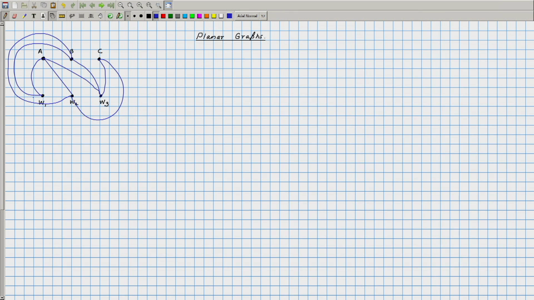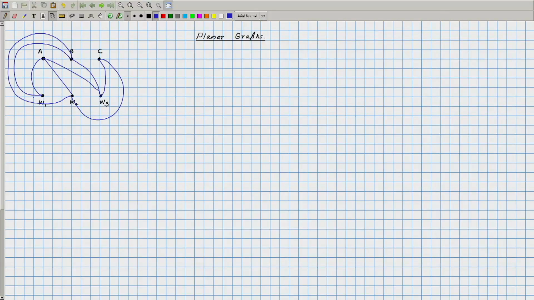Now, is this an artifact of our drawing? Did it happen because we drew it in a certain way, or is it the case that no matter how complicated we draw the paths, we still cannot manage to get non-intersecting paths? So, we want to answer this question. We can reformulate this in a graph theoretic fashion by asking whether the following graph is planar or non-planar.